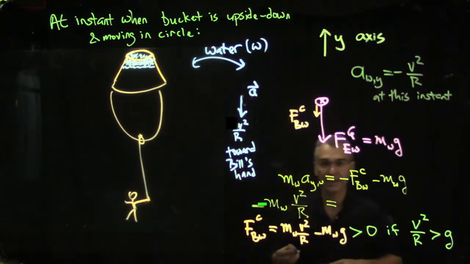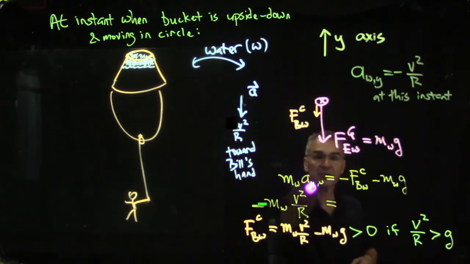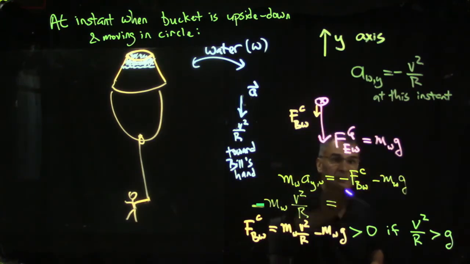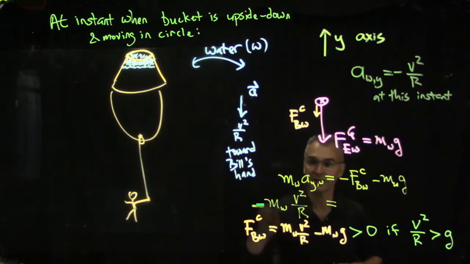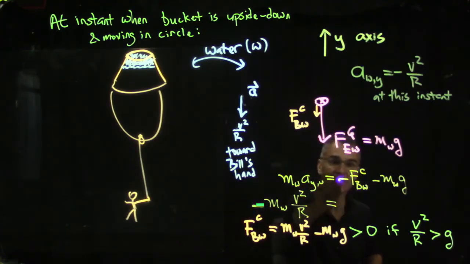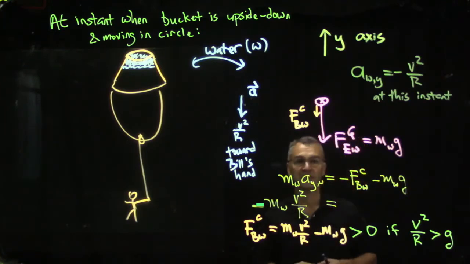So then mass of the water times the acceleration of the water in the y direction is minus this force, well, it's the sum of the y components of these two forces. These are both in the minus y direction, so they're both negative. And then this acceleration is in the minus y direction. So this is minus mass of the water, v squared over r, is minus this contact force, minus mg. I guess I could have made them all plus.